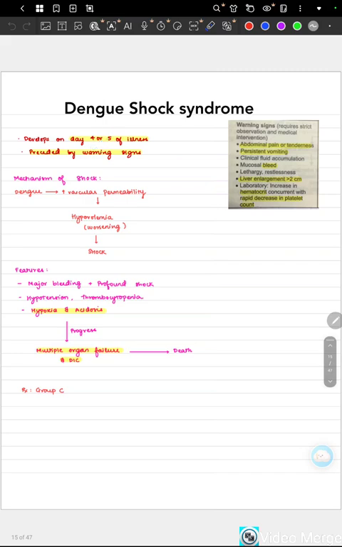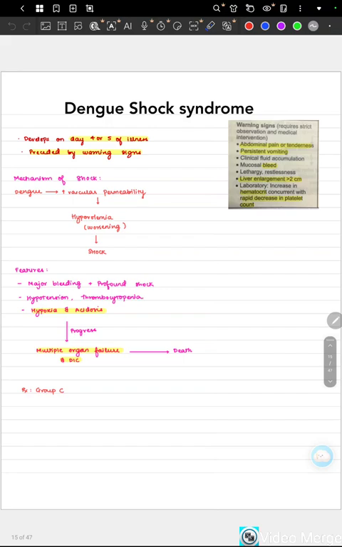So the warning signs are going to be abdominal pain, tenderness, persistent vomiting, mucosal bleeds, then liver enlargement of more than 2 centimeter, and there is an increase in hematocrit and a rapid decrease in the platelet count. The mechanism of shock in dengue is increased vascular permeability leading to hypovolemia and shock.